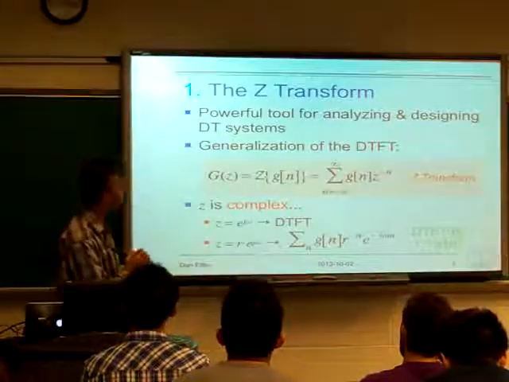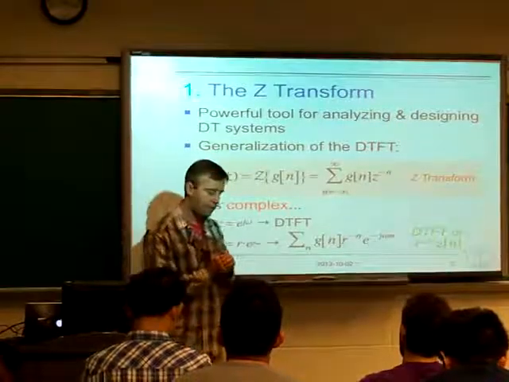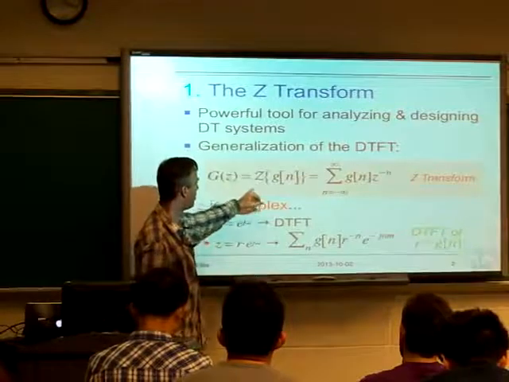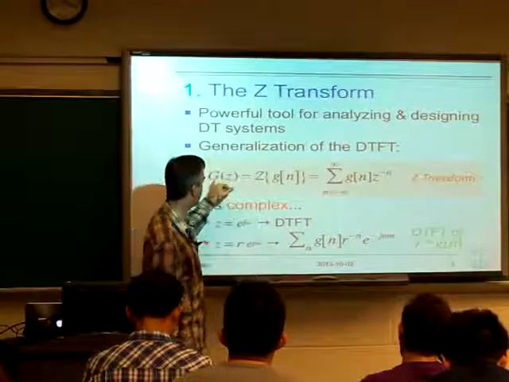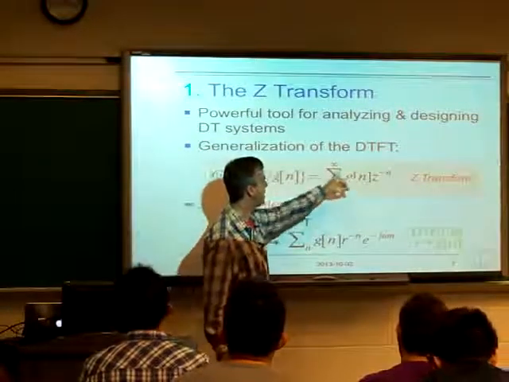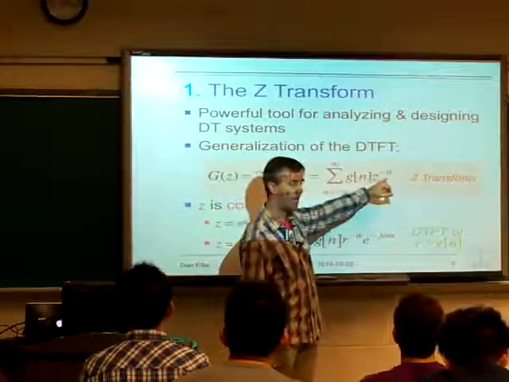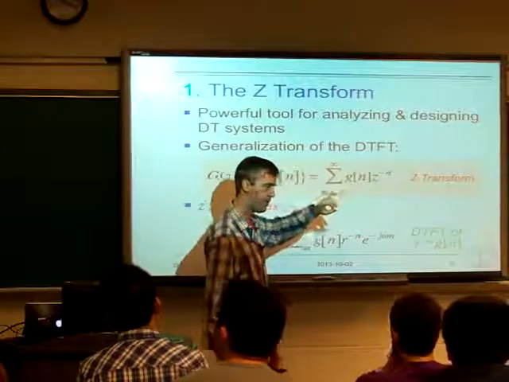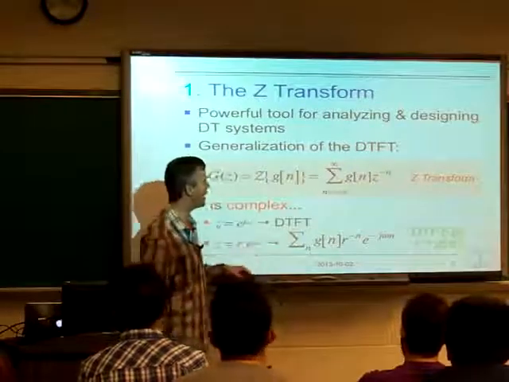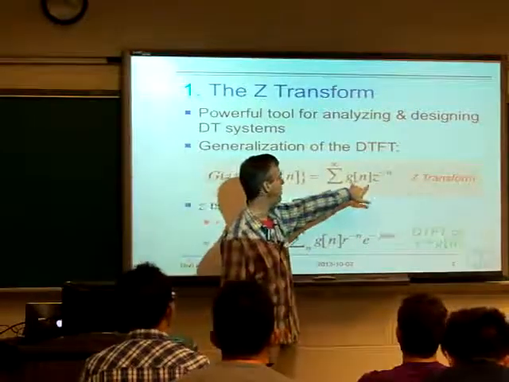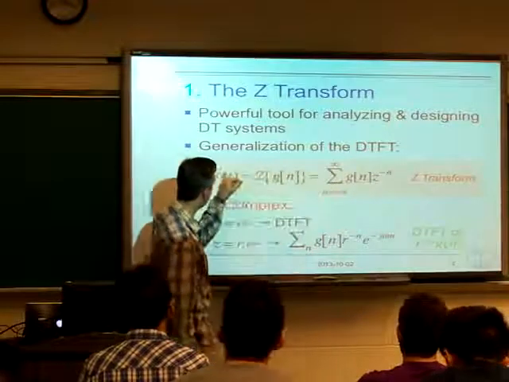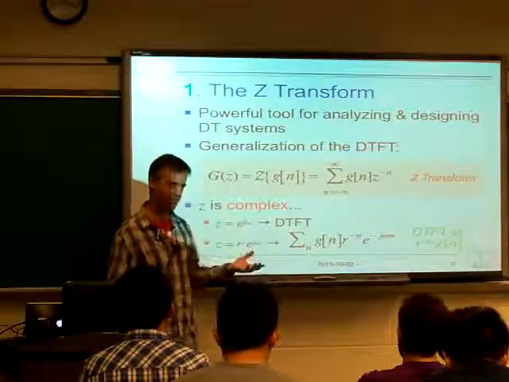So we started talking about the Z-transform. And here's the definition. The Z-transform is that G of Z is the summation of a sequence G of n over all values of n multiplied by Z to the minus n. What this is doing is turning a sequence, G of n, into this function of Z, which is a complex variable.